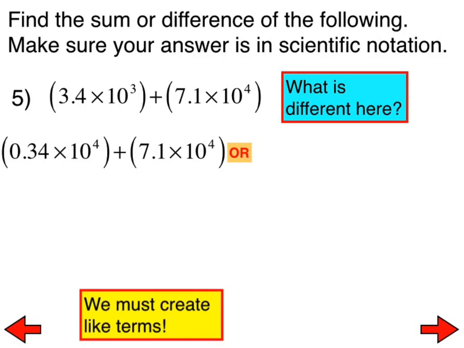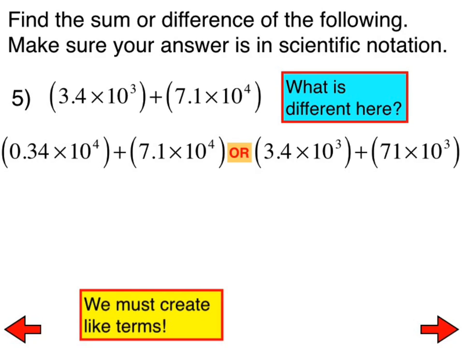Now I also instead could try and create terms that were in terms of 10 to the third power. So that would mean I would have to make an adjustment to the 7.1 times 10 to the fourth. If I want to turn that into 10 to the thirds, that's making it smaller by a power of 10. I would have to make that bigger by a power of 10, and that would give us this.